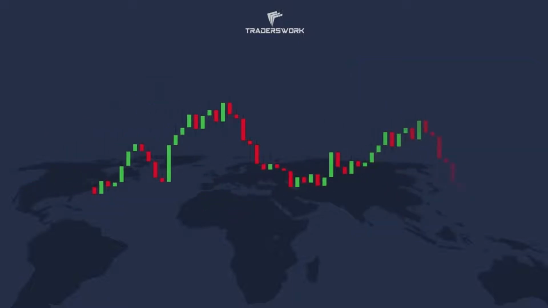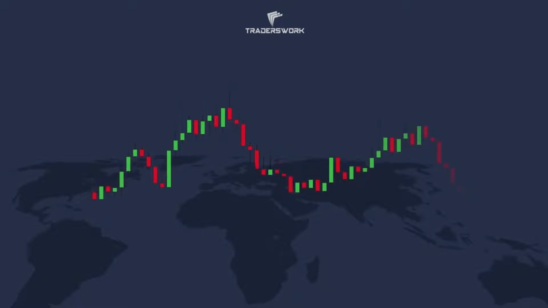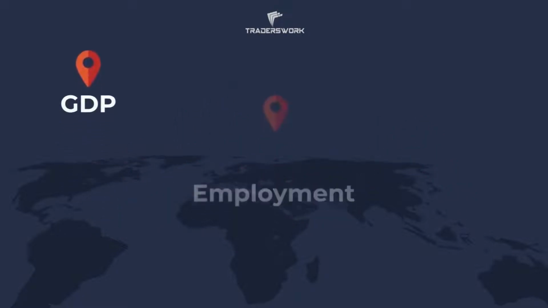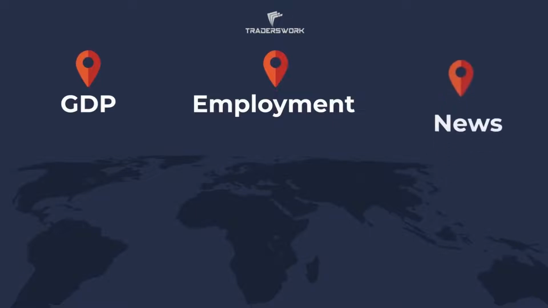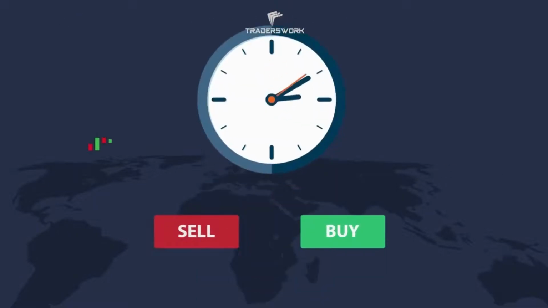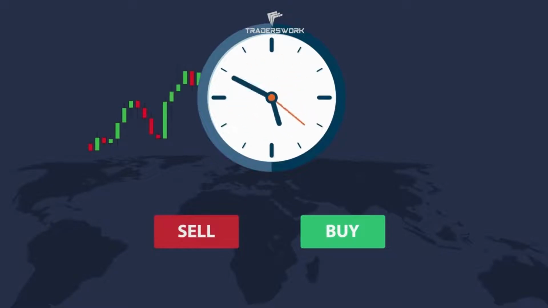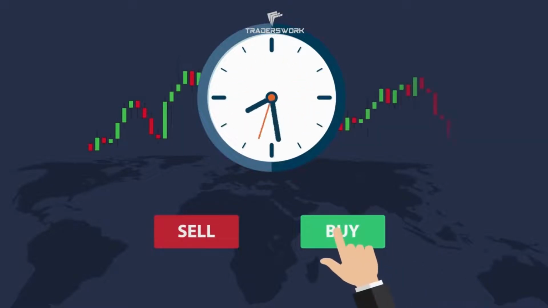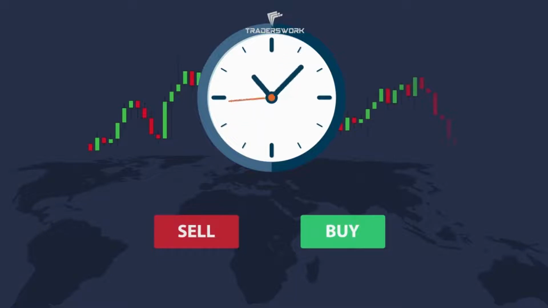Where fundamental analysts focus on economic factors such as a country's GDP, employment statistics, or significant internal news to make trading decisions, technical analysts believe that history repeats itself and base their trading decisions on the history and patterns in the movement of the price of a currency.